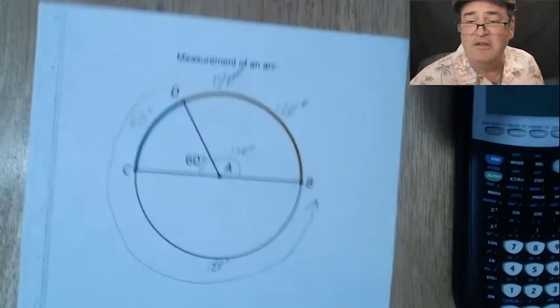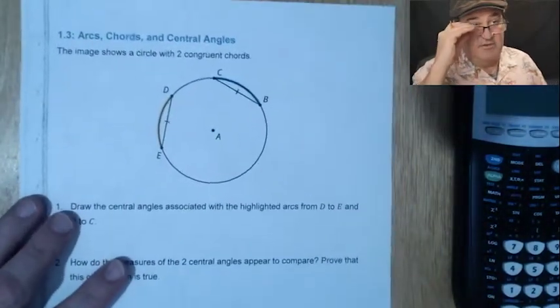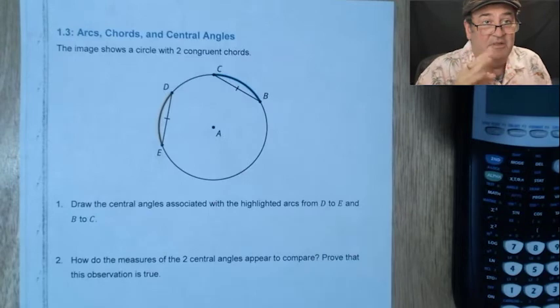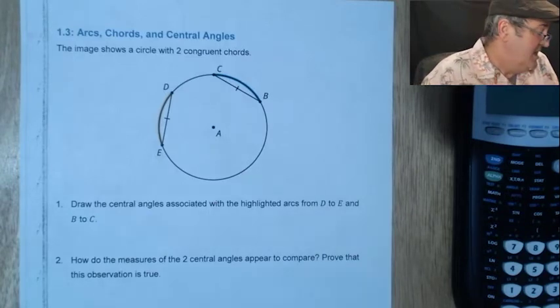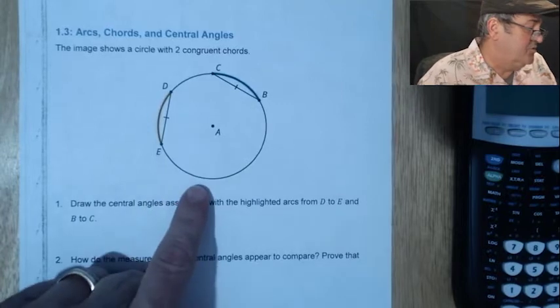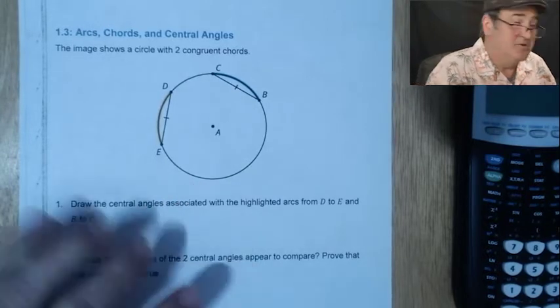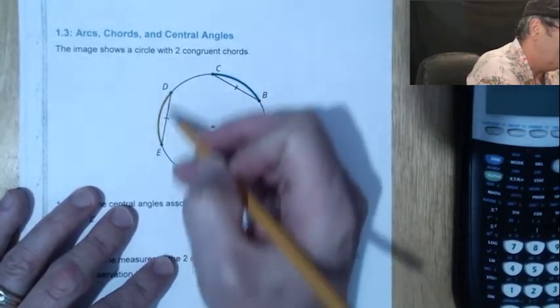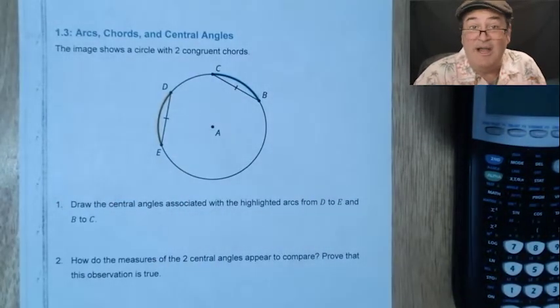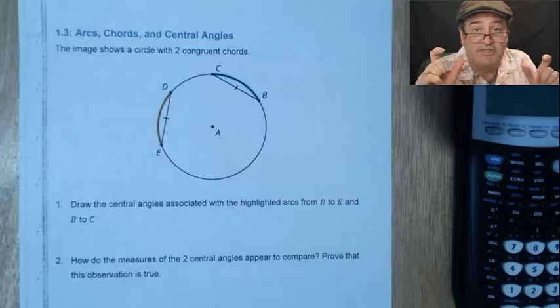I'm going to keep moving here because I don't want to take up your whole day. But we're covering a little bit today about all this. So let's see what we can pull out of this. This image has a circle with two congruent chords. We know what congruent means. Look, they're marked congruent. That means the length of this chord and the length of that chord are identical. So those chords are the same length.